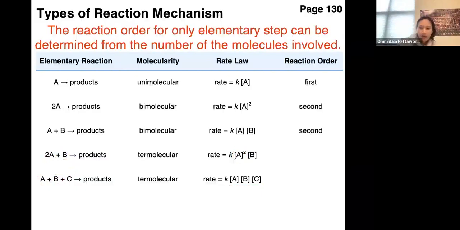Okay, so all of these represent third order reactions. So 2 plus 1, so that's third order, right? So 1 plus 1 plus 1, so that's third order.